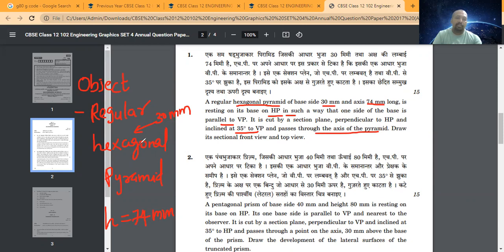So here this object is cut with the help of a cutting plane. These are the details of the cutting plane: the cutting plane is 35 degree to HP. Sorry, not HP. The cutting plane is 35 degree to VP, the vertical plane, and passes through the axis of the pyramid. Draw its sectional front view and top view. So you have to draw two views: one is the top view and another one is the sectional front view.